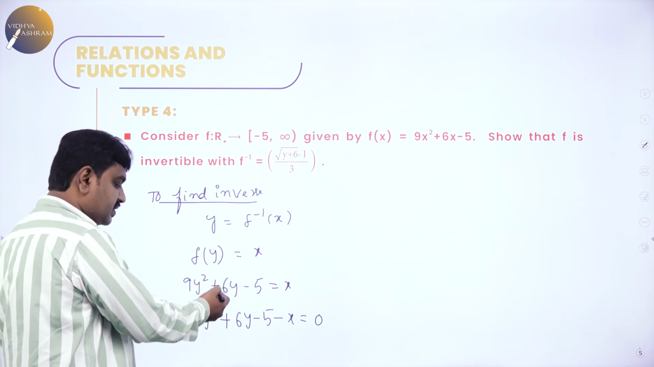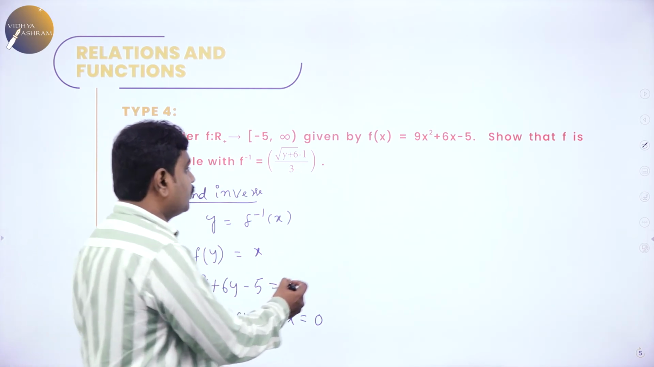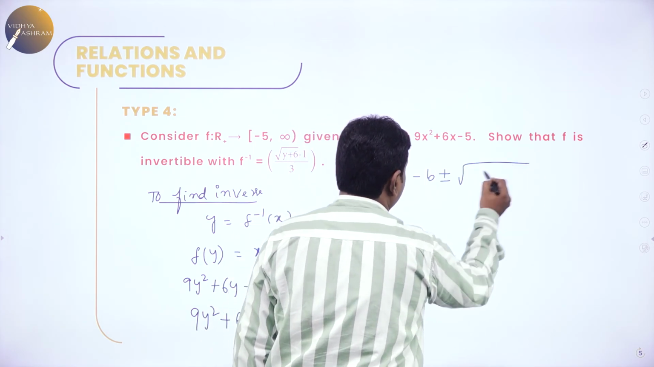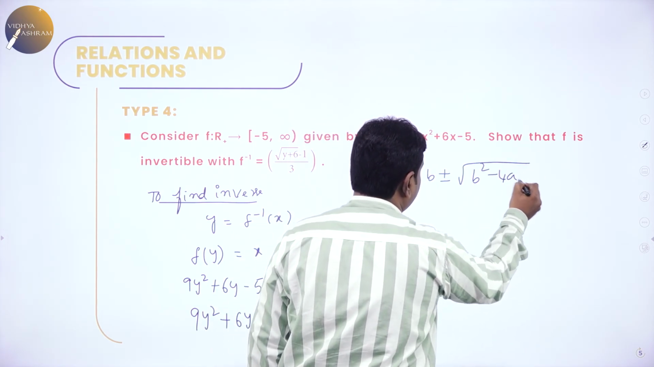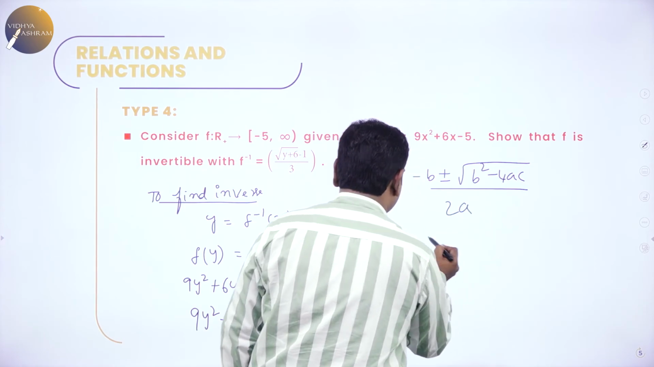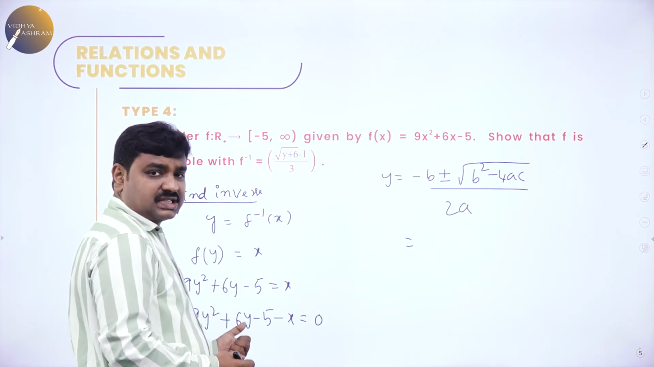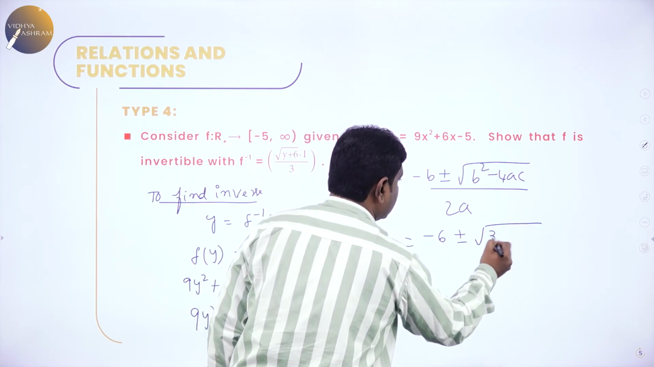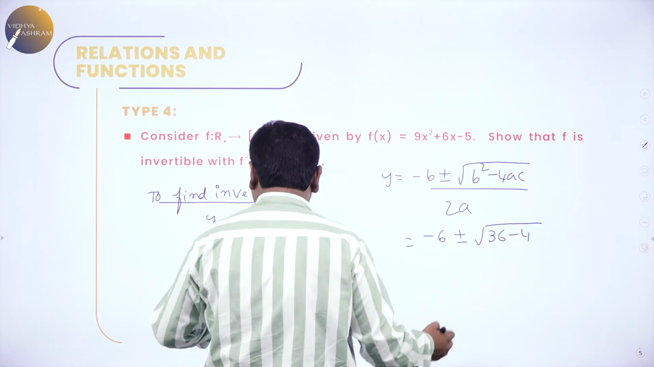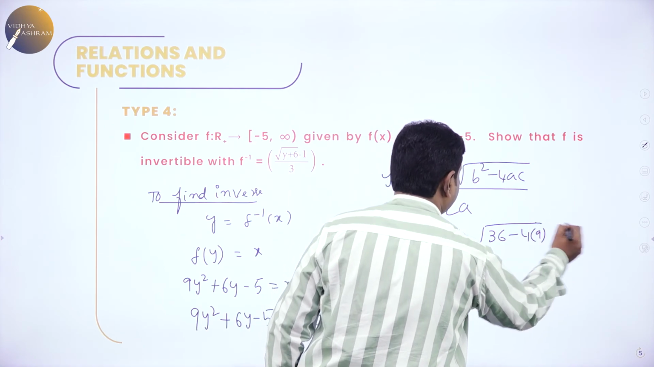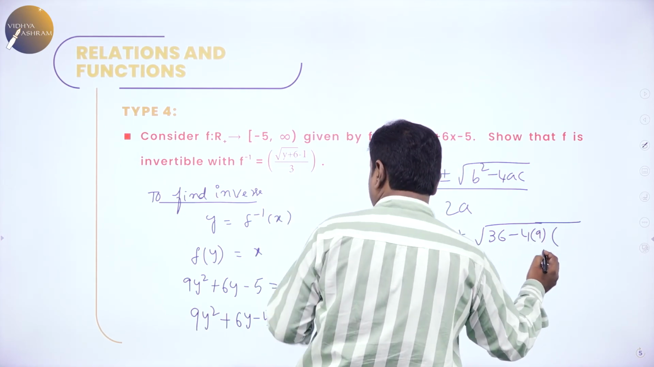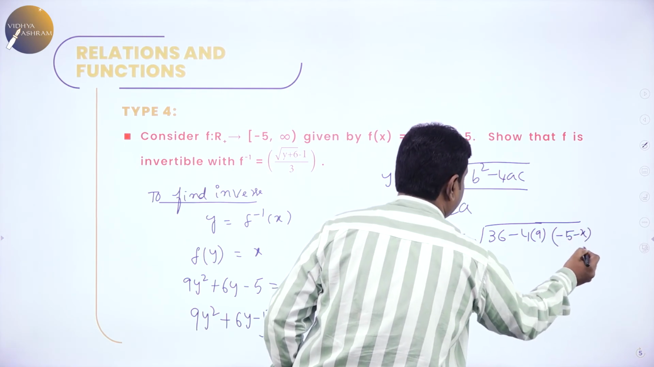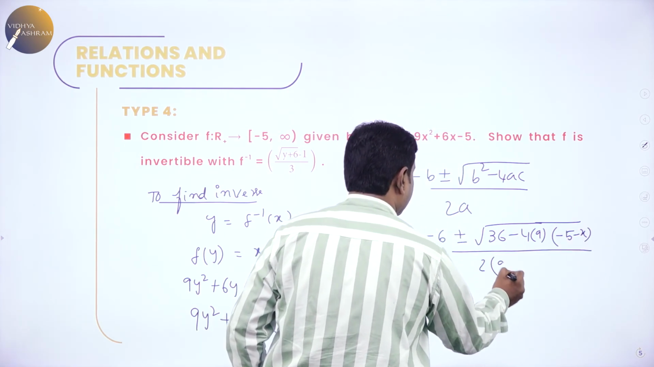Now what we need to do, this is a quadratic equation in y. So write the formula. y is equal to what? Minus b plus or minus root of b square minus 4ac by 2a. Now here what is minus b? b is 6. So it will become minus 6 plus or minus root of 6 square is 36 minus 4ac. a is what? 9 into c. What is c? c is this value, that is minus 5 minus x. Minus 5 minus x divided by 2 into a is 9.